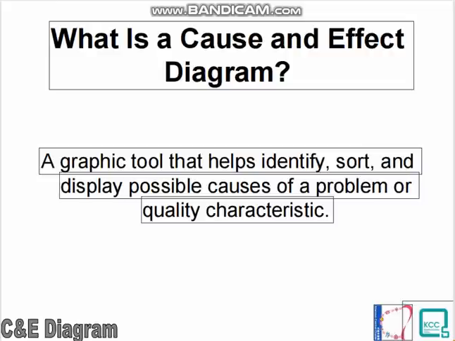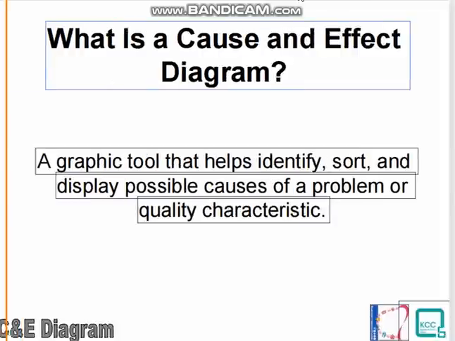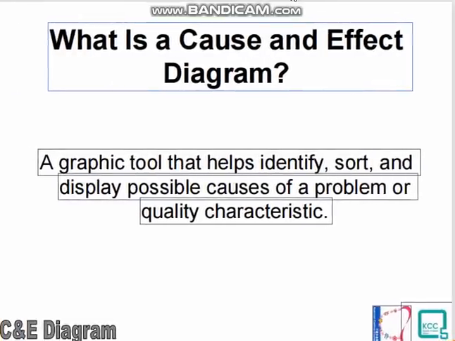Next is, what is a cause and effect diagram? A graphic tool that helps identify, sort and display possible causes of a problem or quality characteristic is called a cause and effect diagram.